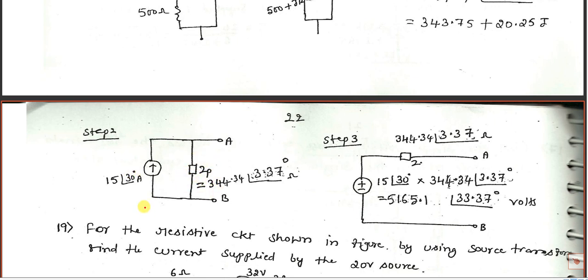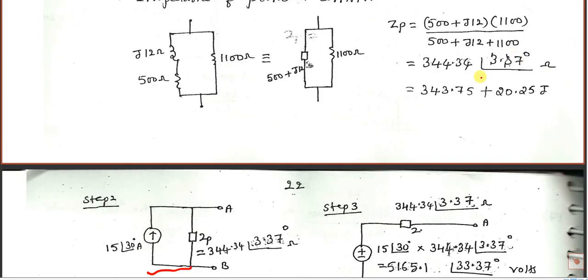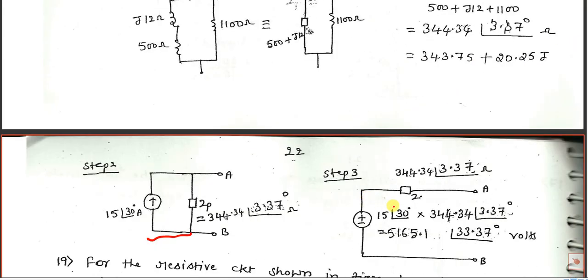Now I have to convert this one to a voltage source. The voltage source is the current multiplied by the equivalent impedance. So it's 15 angle 30 into 344.34, which is in polar coordinates. If you multiply these two, you will get 5165 at an angle 33.3.